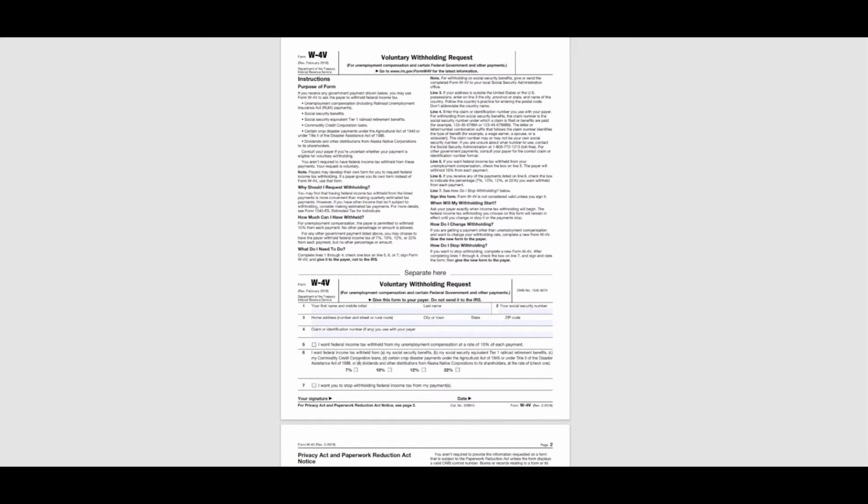And then number 6 is more so for Social Security purposes. As of right now, you can have 7, 10, 12, or 22. I've seen it before as 7, 10, 15, 24, I believe was the version previous to this. And then this would be, I want to stop federal withholding taxes.